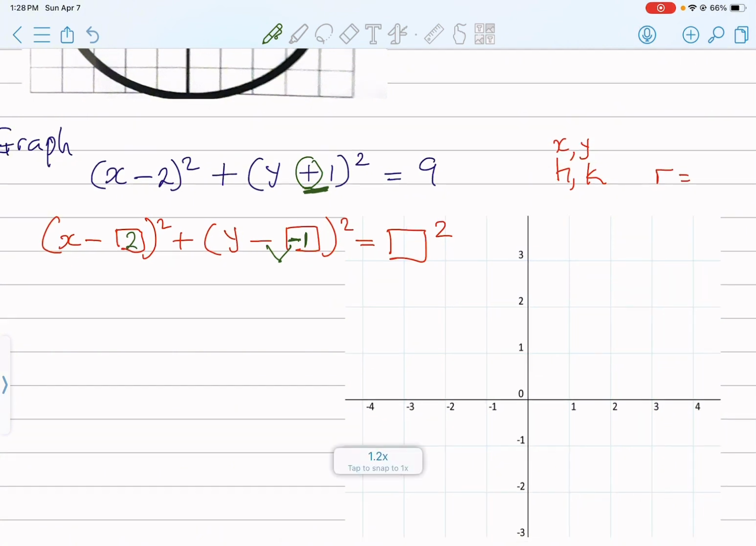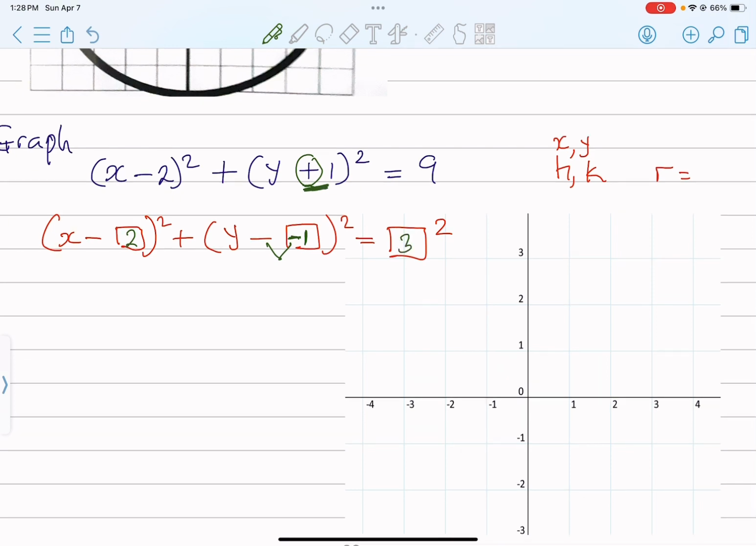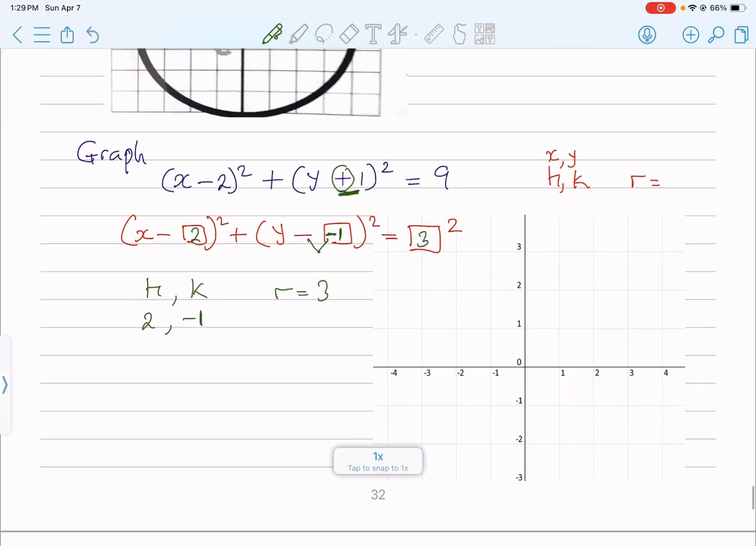So what goes in this box? You take the square root of 9, and the square root of 9 gives you 3. You see, this helps you a lot. The first time you do it, you have to do it this way so it's easier. So your H is 2, your K is negative 1, and your radius is 3. Be careful here. So to graph it, let's go 2, negative 1.